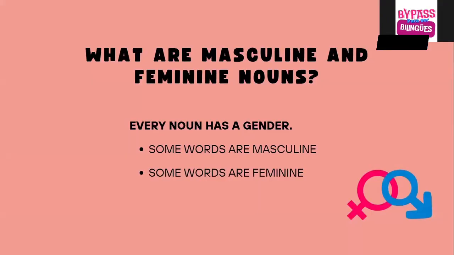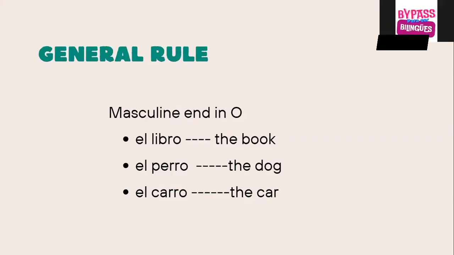First, what are masculine and feminine nouns? In Spanish, every noun has a gender. Some words are masculine and some words are feminine. But this doesn't mean the object is male or female in real life. It's just a grammatical rule. Okay? Let's start with the general rules.